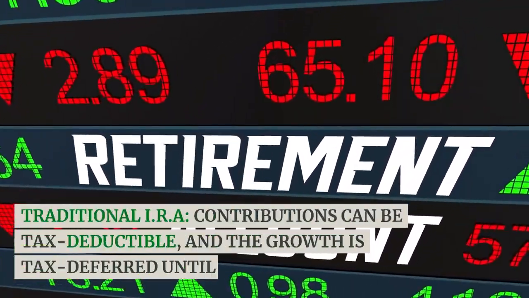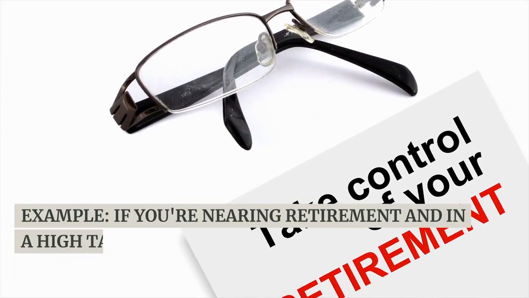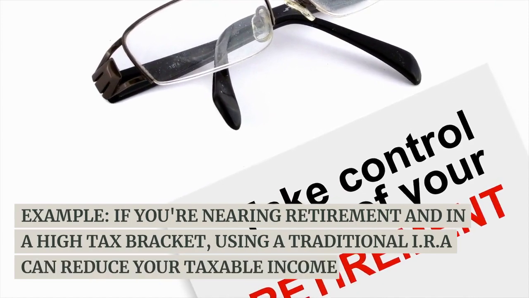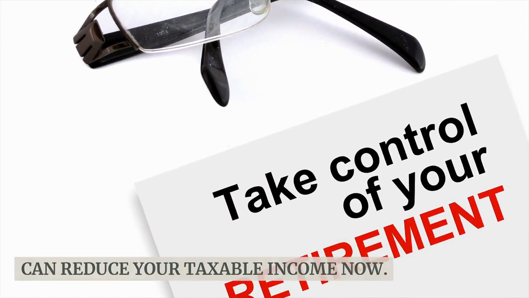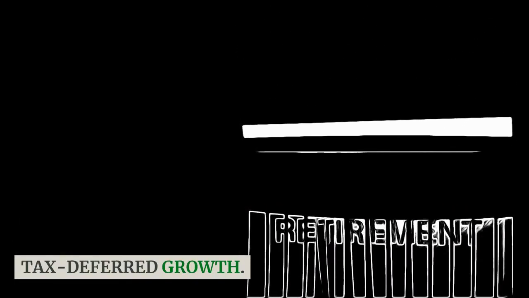Contributions can be tax-deductible, and the growth is tax-deferred until withdrawal. Example. If you're nearing retirement and in a high tax bracket, using a traditional IRA can reduce your taxable income now. 401k. Primarily offered by employers, these allow for tax-deductible contributions with tax-deferred growth.